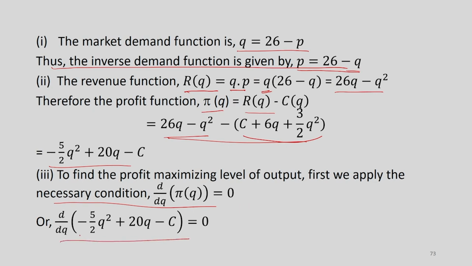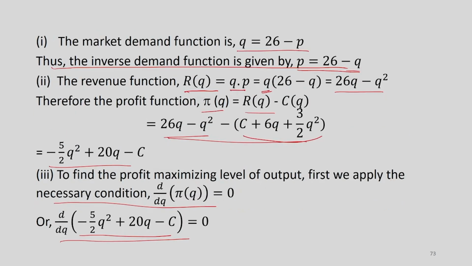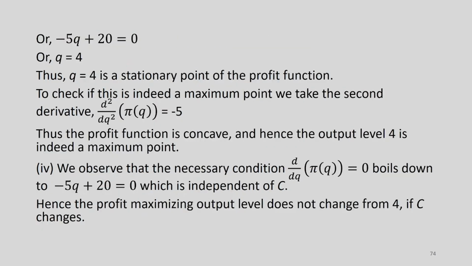and basically we have to differentiate minus 5 by 2 Q square plus 20Q minus C. If I do so, I get minus 5Q plus 20 is equal to 0. And that basically boils down to Q is equal to 4. Now, Q is equal to 4 is a stationary point, right? At this point, the first order condition is satisfied. We do not know whether it is being maximized or minimized.